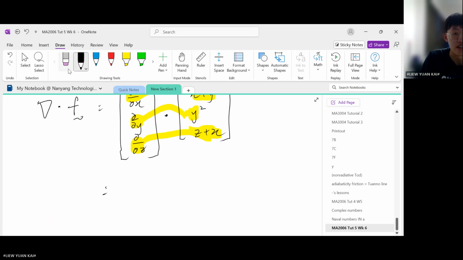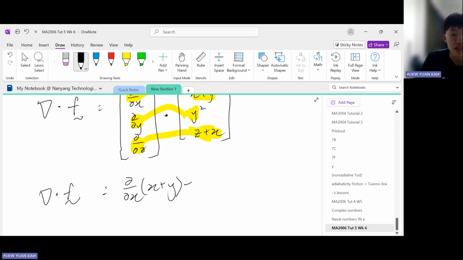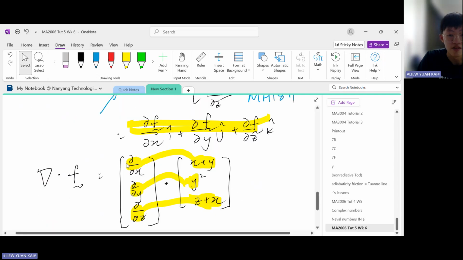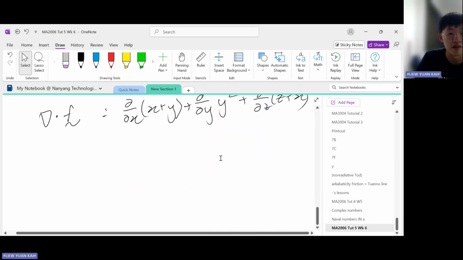So nabla dot f will be given by partial x of the first entry plus partial y of the second entry plus partial z of the third entry. It's just like in normal vectors, okay? You just take first entry times first entry plus second entry times second entry plus third entry times third entry, just like normal dot product.